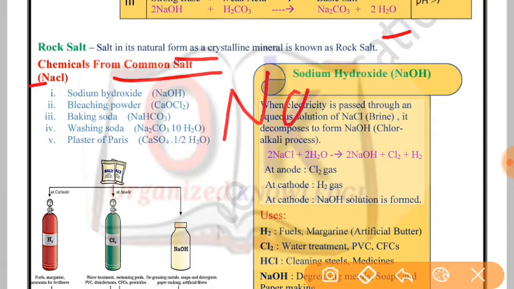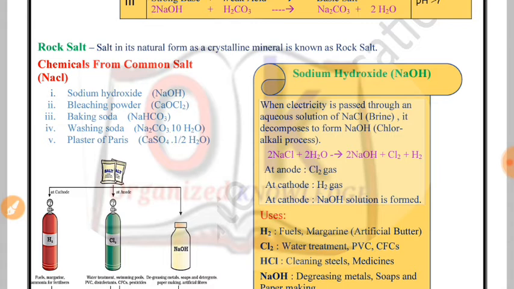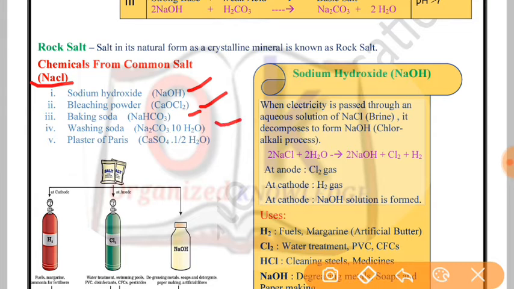NaCl is also known as table salt, and we get different chemicals from the reaction of NaCl with other reactants. In that category, first is sodium hydroxide, then calcium oxychloride, known as bleaching powder, baking soda NaHCO3, washing soda Na2CO3.10H2O, and plaster of Paris CaSO4.1/2H2O.